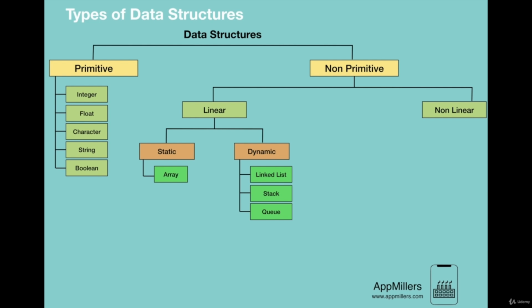However, when it comes to nonlinear data structures, the data item is connected to several other items. They are not organized sequentially. Here it's possible for a data item to be connected with more than one data item. Graph and tree data structures are nonlinear data structures.